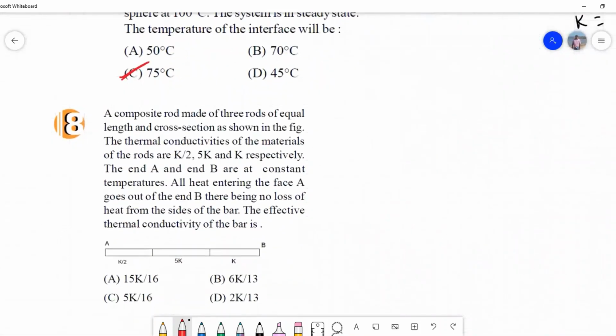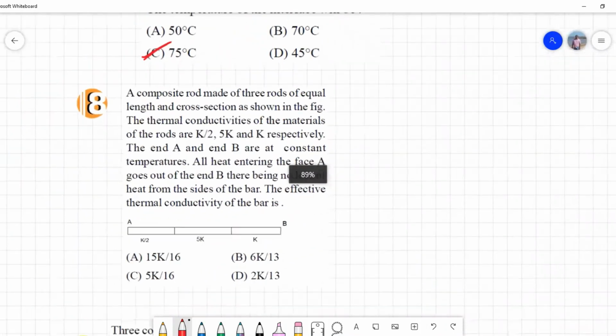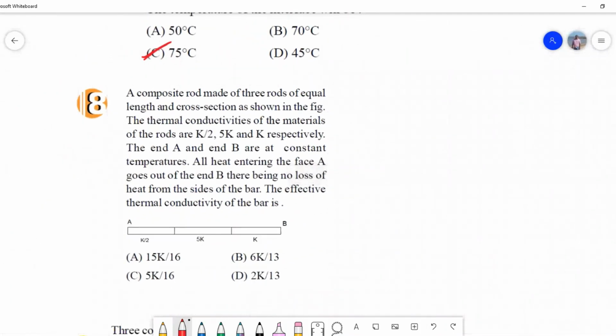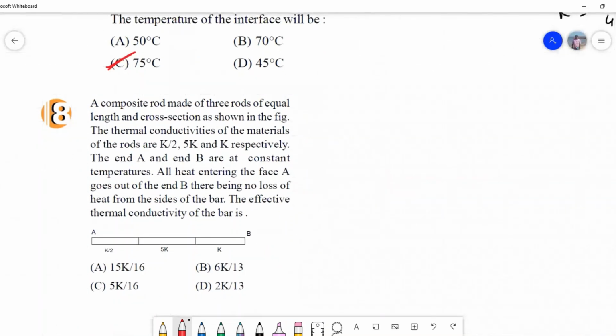So here it's a composite rod again. A composite rod made of three rods of thermal conductivities, with length and cross section shown in the figure the same, K by 2, 5K and K respectively. The ends A and B are at the same temperature. The energy flow is nothing but simply a series combination of three thermal conductors.